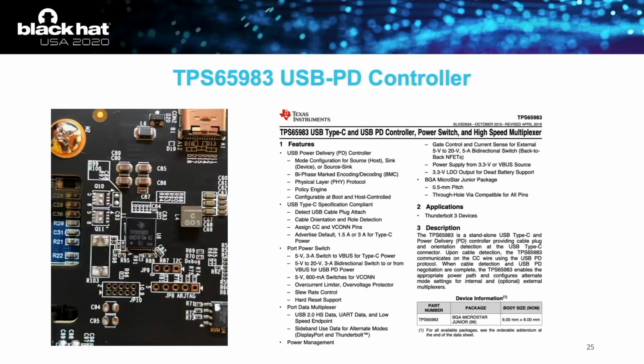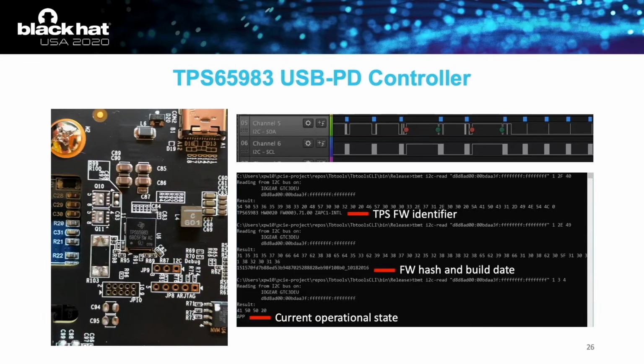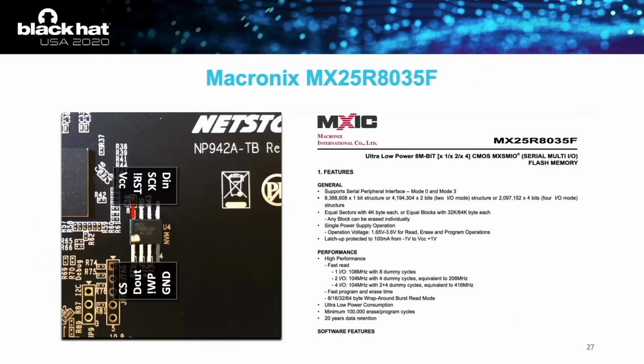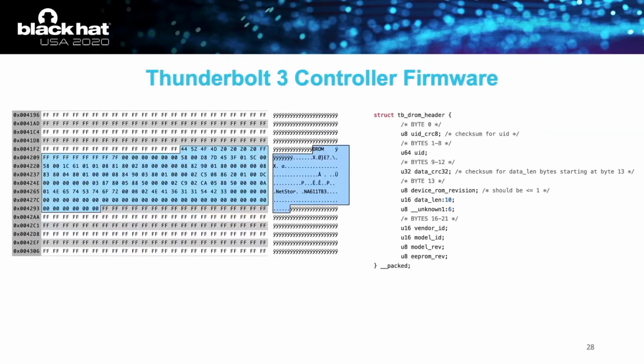The TPS is actually quite the opposite. There's a public data sheet that you can have a look at, and you can actually talk to this thing over I2C. So, for example, to get firmware identifiers, the current operational state, and I think there are even some registers in there that allow you to change the current output voltage. But I haven't really looked much into that. Now, the SPI flash is, of course, very interesting, and we'll be talking about it a lot more in the rest of this presentation. Of course, we dumped its content, and what we found was the Thunderbolt 3 controller firmware.